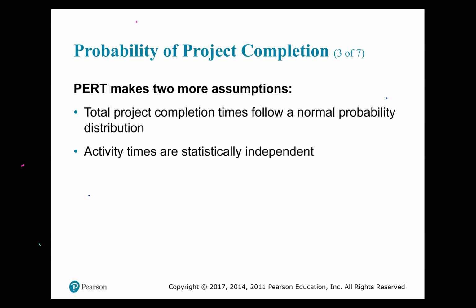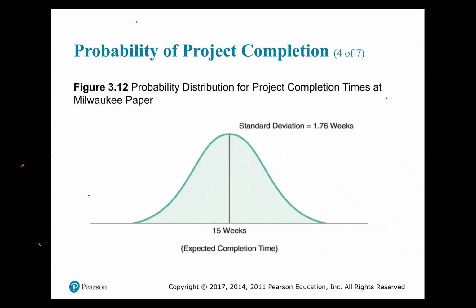Now, remember I said that even though we assume that the times follow the beta distribution, PERT makes the assumption that the total project completion time follows a normal distribution, right? And that the activity times are statistically independent. So even though the beta distribution looks a little bit different, information from the normal distribution can be used because of the assumption about the total project completion time.